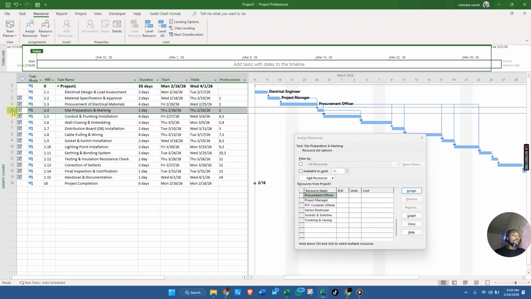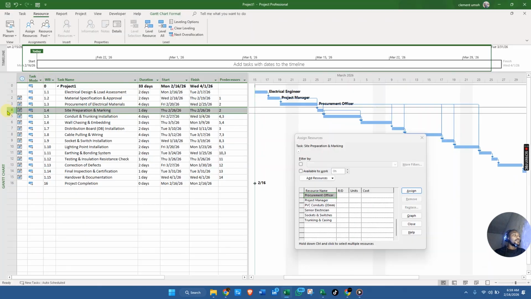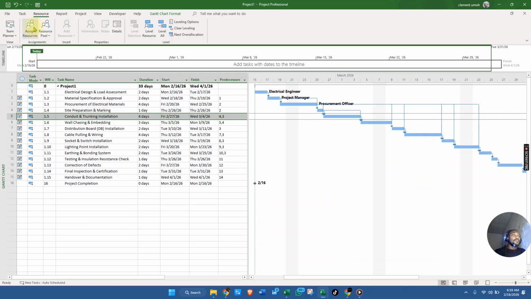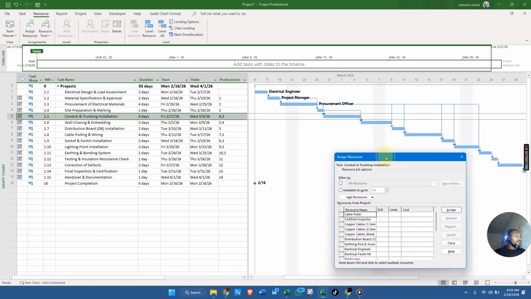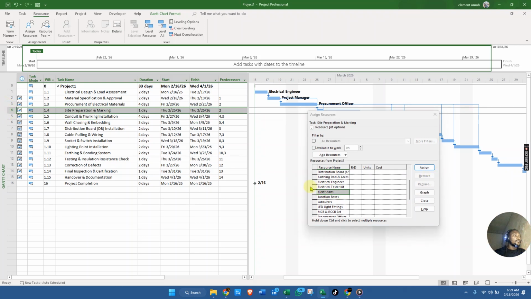Now, site preparation, which is the electrician. I believe the electrician. Okay. I don't know why it's showing me that, but it's not supposed to work like that. So for site preparation, we go to our electrician. Yeah, it's 200. Both of them need to work. I'll get two of them. All right.